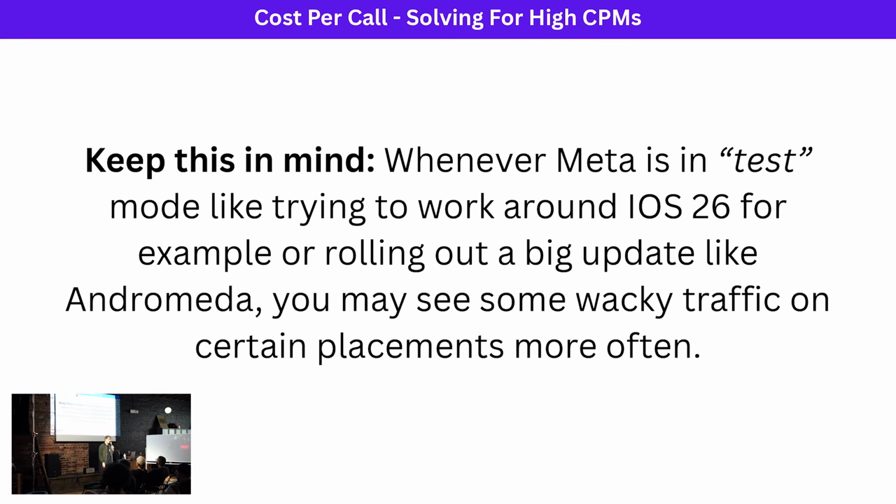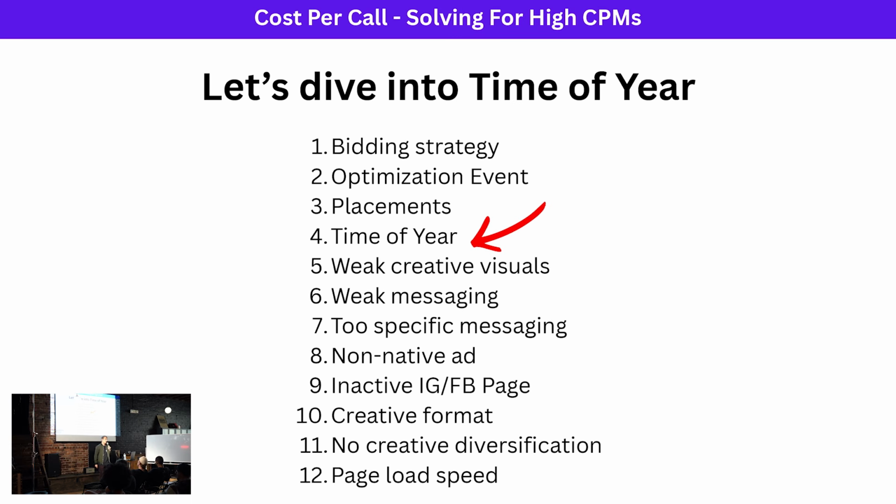So keep this in mind too, whenever Meta is in a test mode or trying to work around some update like iOS 26, for example, or Andromeda, a lot of wacky stuff can happen on certain placements. It's usually the Facebook feeds or Facebook Reels I've been noticing, but just keep that in mind. So that's where we'll look into things more.